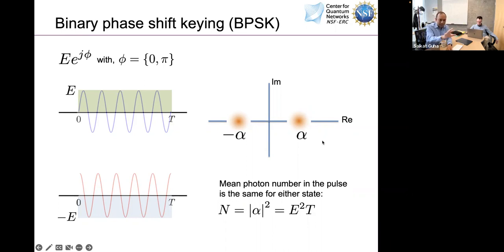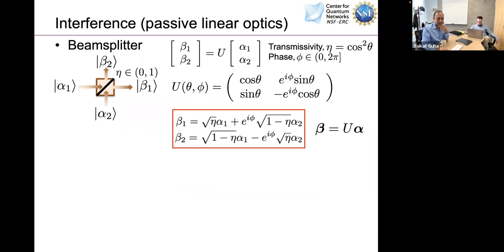So let's take a pause here, and we'll come back to this question, but to develop some intuition as to how we might design receivers that can tell apart between BPSK signals, let's go and talk about interference. And this will be our second physics concept that we are going to learn about in module 1. The first concept was Poisson point process and photo detection, and the second one will be interference in passive linear optics, or something that is known as a beam splitter.